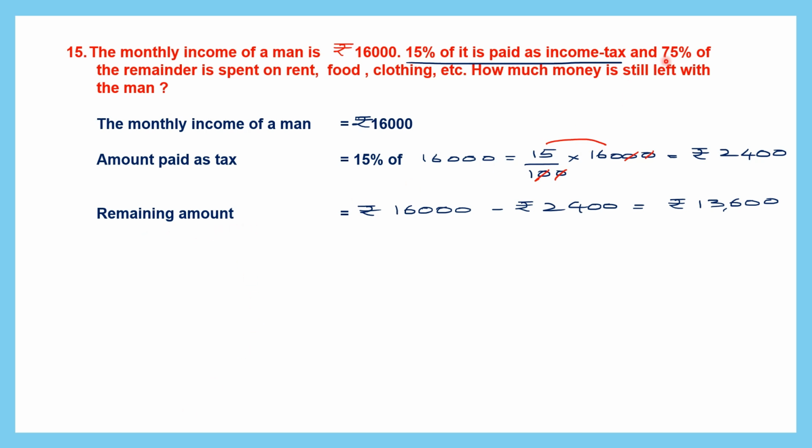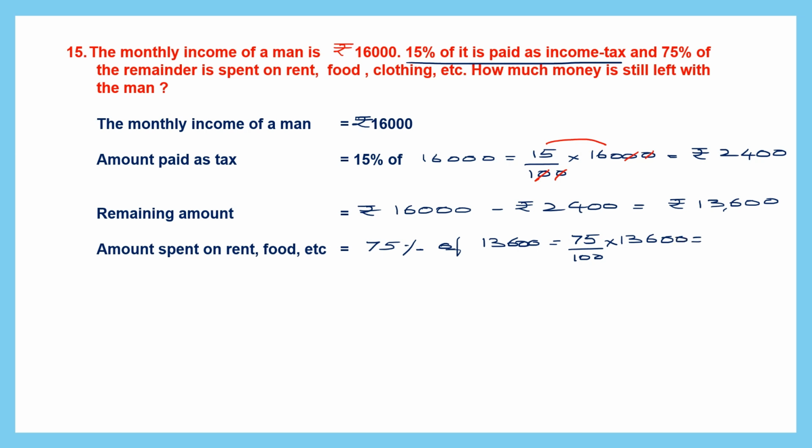And remember, 75% of this amount is again spent. So amount spent on rent, food, etc. is 75% of this remaining amount, which is 13,600. So this will be 75 by 100 into 13,600. So here also we can simplify, cancel the two zeros, and multiply 75 into 136. And that is 10,200 rupees.